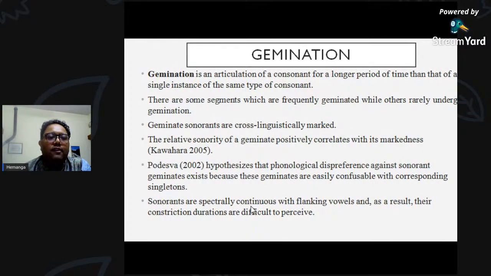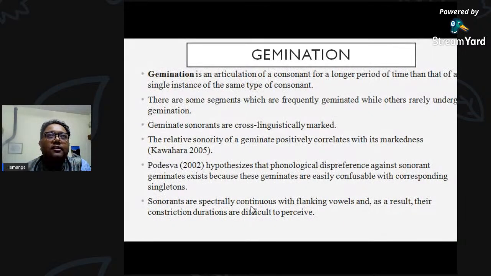These are geminate sonorants. But geminate stops are very much available in world languages, like tata, baba, kak, and kaka, all these things. Kawahara 2005 says the relative sonority of a geminate positively correlates with its markedness. Podesva also hypothesized that phonological dispreference against sonorant geminates exists because these geminates are easily confusable with corresponding singletons.